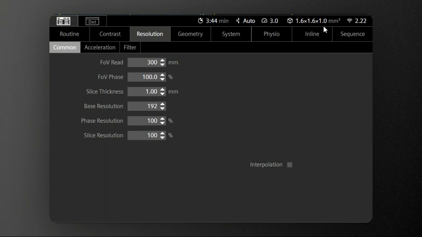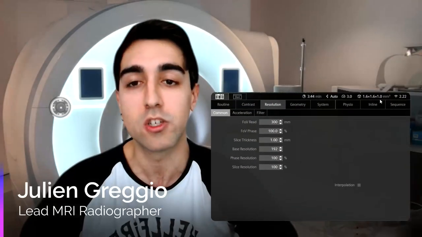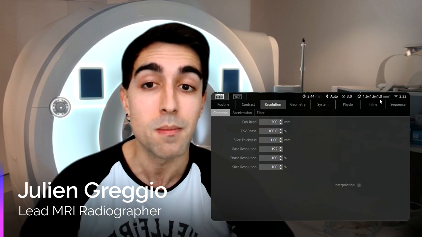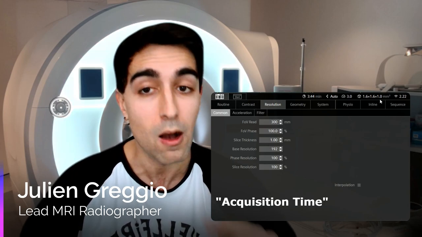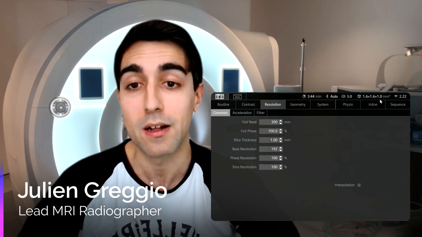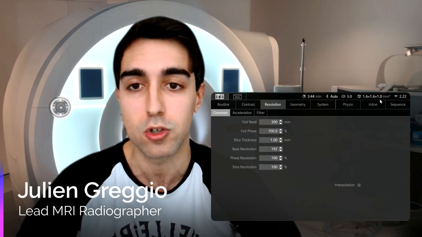By reducing the base value instead, as we are seeing at the moment, we will decrease the number of lines in the frequency encoding direction of our image. And similarly, reducing the phase value will decrease the number of lines in the phase encoding direction. So overall, these changes will play on our side as far as reducing the image acquisition time is concerned. However, they might have quite a lot of detrimental effect on the image resolution.